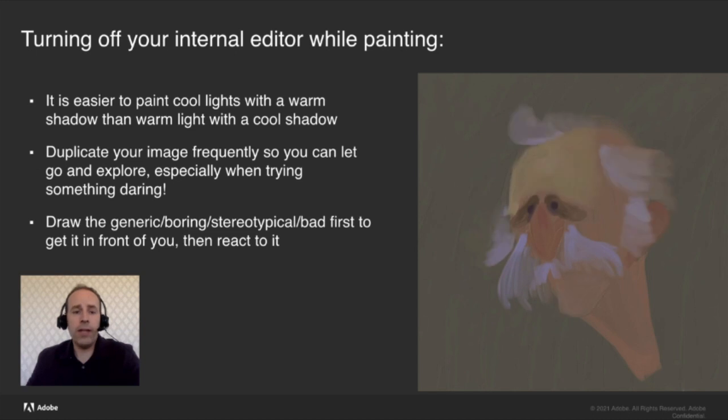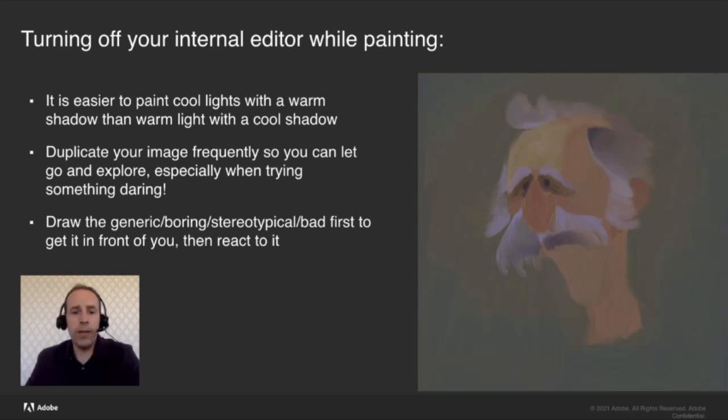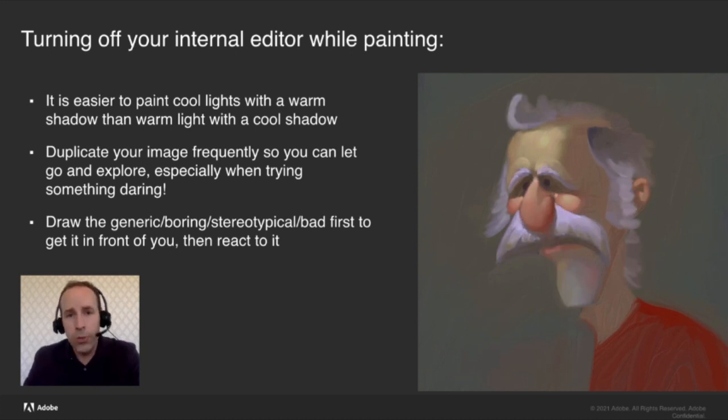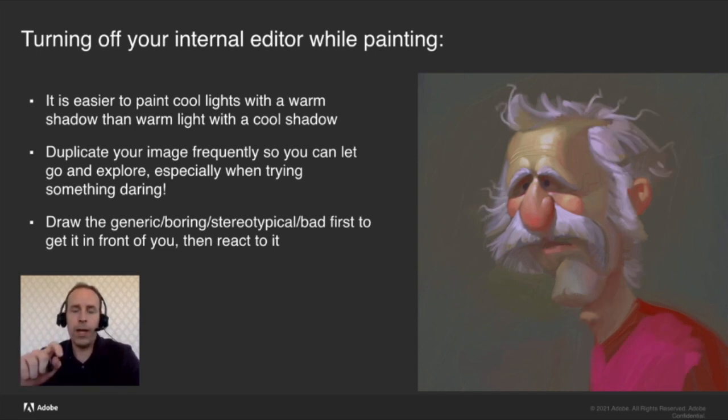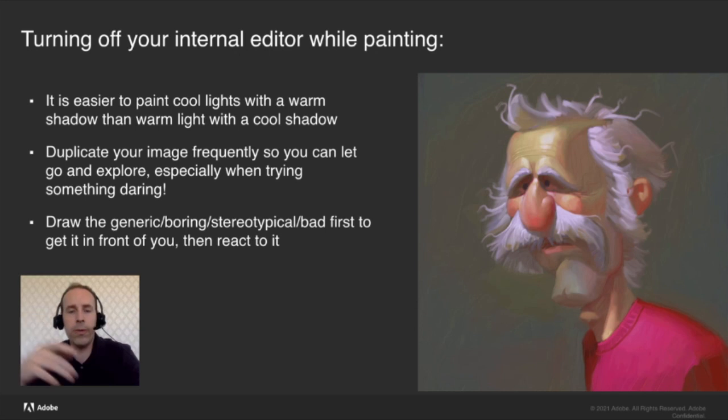And then finally, get the generic, the boring, the stereotypical, the bad out first. Don't worry about whether you're putting out something bad. In fact, deliberately try to put out the bad thing. Think to yourself, what is the most stupid version of this thing that I'm designing possible? Because once you get those things out in front of you, you can start reacting to them and start making good decisions instead of having those things in the back of your consciousness interfering with the thing that you're trying to create.